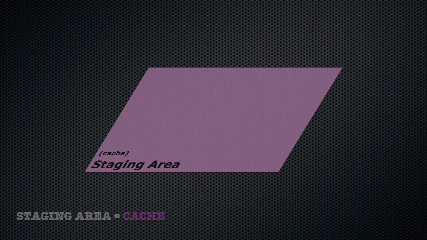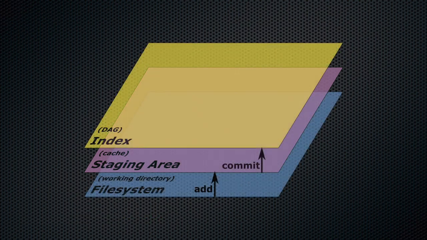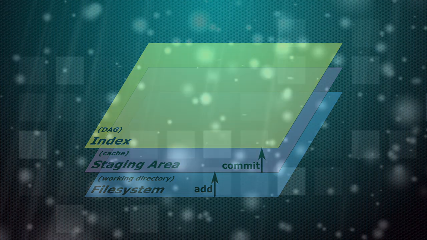As we saw in the previous chapter, each time we use the git add command, Git writes our data. Specifically, it takes the data on disk and copies it to the staging area. It will remain there until we commit it. Just like git add is the only way to move data from disk to the staging area, git commit is the only way to move data in the staging area permanently onto the index, which is the DAG or Git's graph. Understanding how data moves between these layers is crucial to understanding Git.